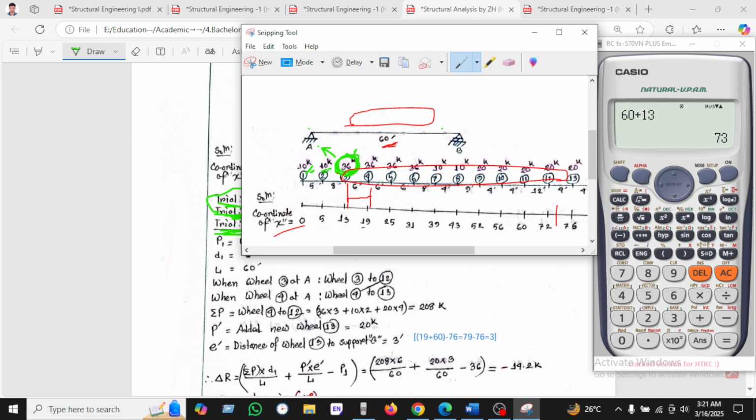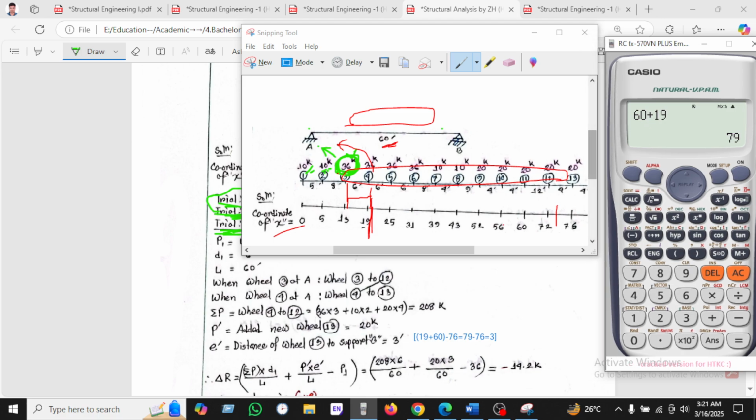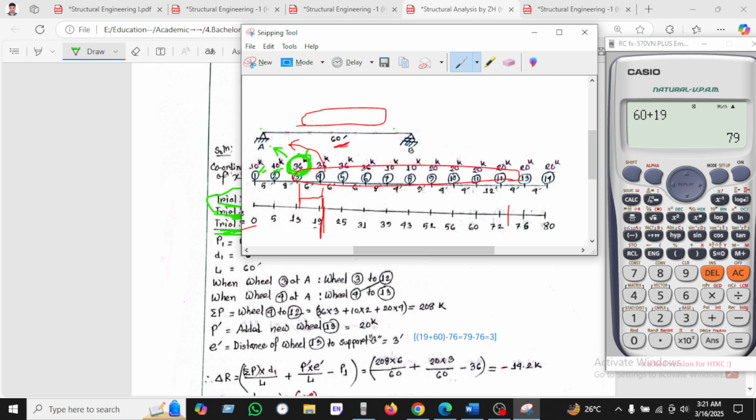And second, we can use wheel 4 at A. This is wheel 4 at A. Then how much will be added? Wheel 4 will be known, the coordinate is 19. So 60 minus 19, then we can go to 79. So 79, we have been given here 76 and 79, it will be like this. So we can go up to this. I'm just erasing the previous one. Okay. So from 73 to 79, we can add the new wheel.